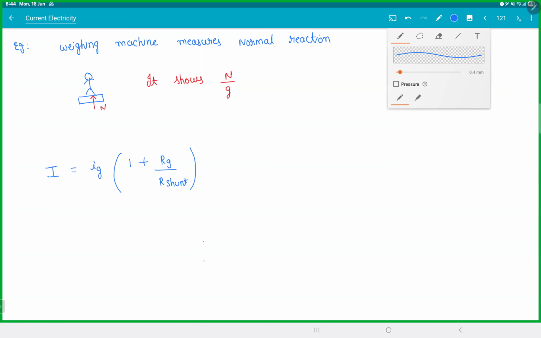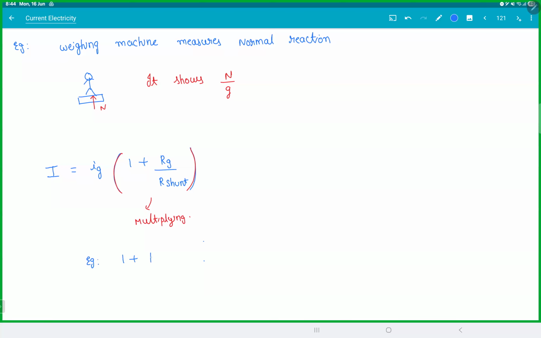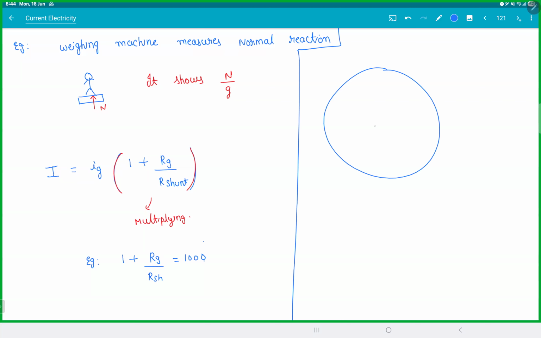This factor is your multiplying factor, which you can actually adjust. You can change the value of Rg and R shunt by adding resistances and all. Let me show an example. Let's say you have kept the value of 1 + Rg/R shunt to be 1000. What is the meaning of this? Your galvanometer, let's say, has 0 milliampere, 1 milliampere. Remember, it measures always in milliamperes or microamperes. So it actually measures Ig.